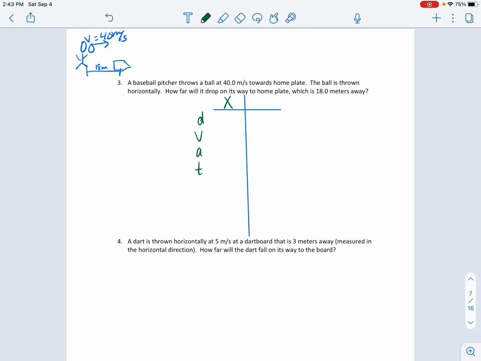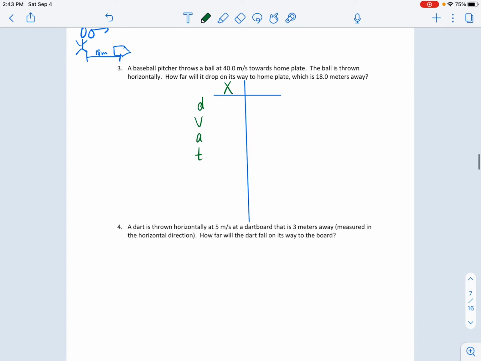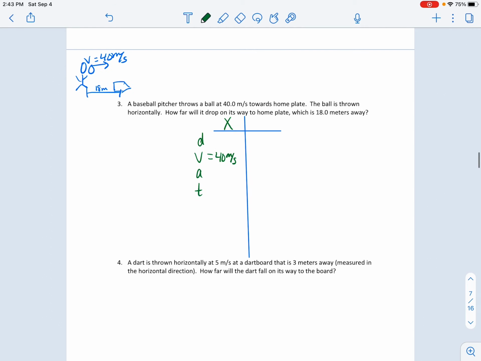Okay, so in the horizontal direction, they gave me the horizontal velocity. He threw it 40 meters per second. They gave me the horizontal displacement of 18 meters. Sweet. My acceleration is 0 because it's horizontal, so there is no acceleration.